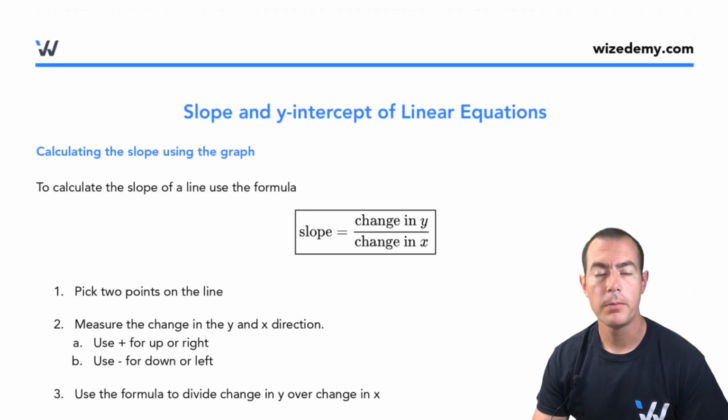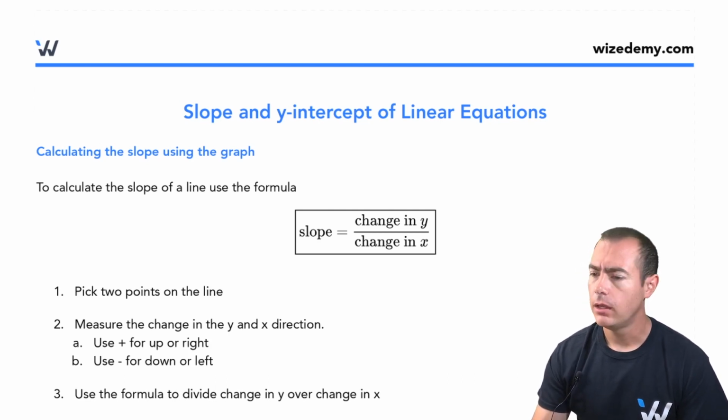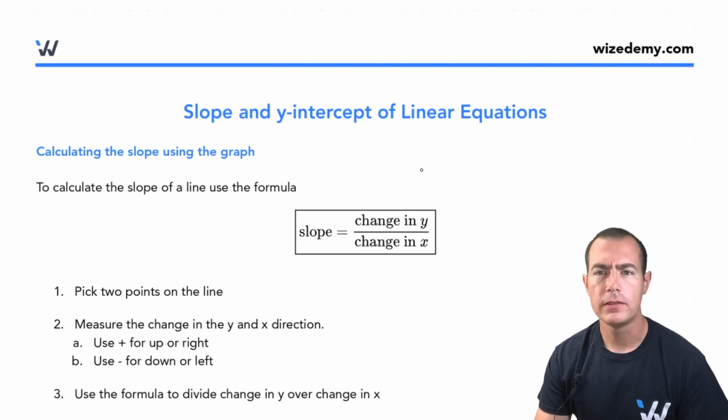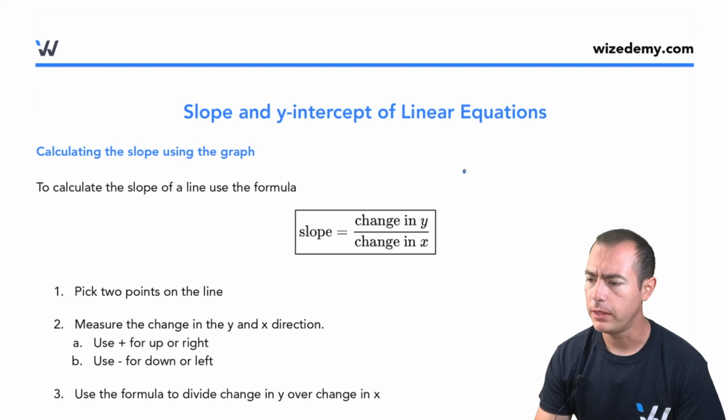Alright, it's time to talk more about the slope and the y-intercept of linear equations, specifically how we can calculate those values. Alright, let's go ahead and start off with the slope. The slope is really just a measure of steepness for that line. And if we're going to measure steepness, we need to know a couple of things.